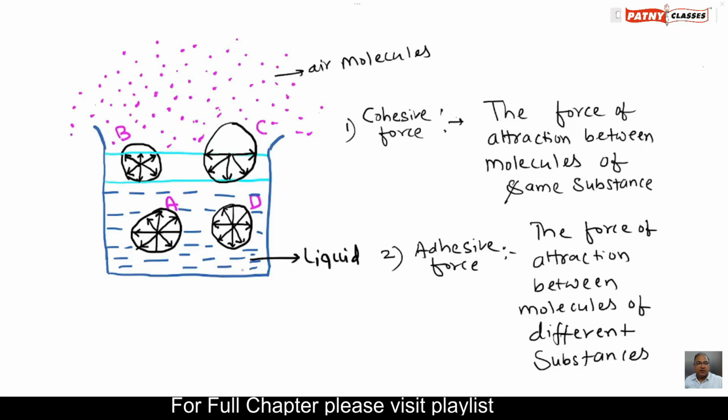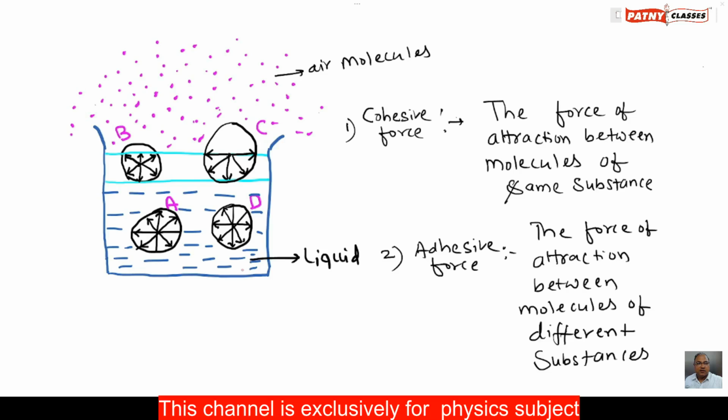Now, here there are the 4 molecules A, B, C, D. They are molecules of the same substance. There is attraction between molecules A and B, attraction between A and D. So this attraction between molecules of the same substance is an example of cohesive force. The force of attraction between molecules of the same substance is called a cohesive force.